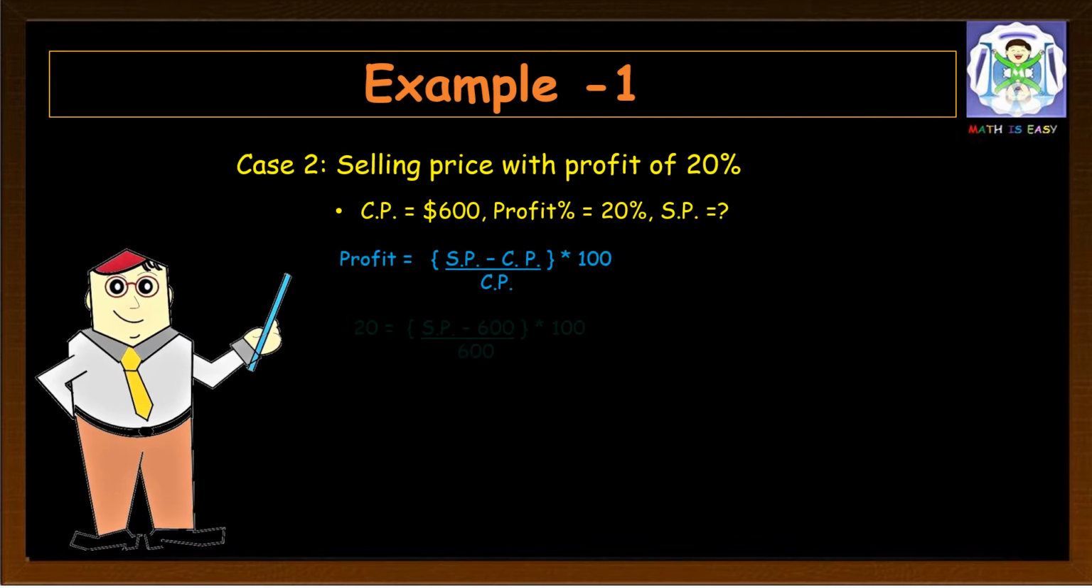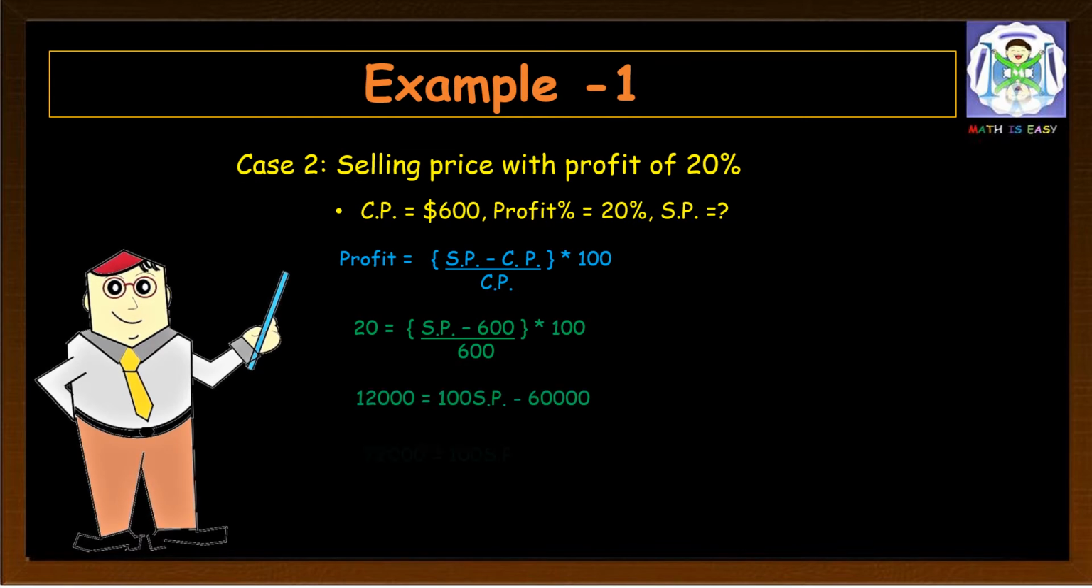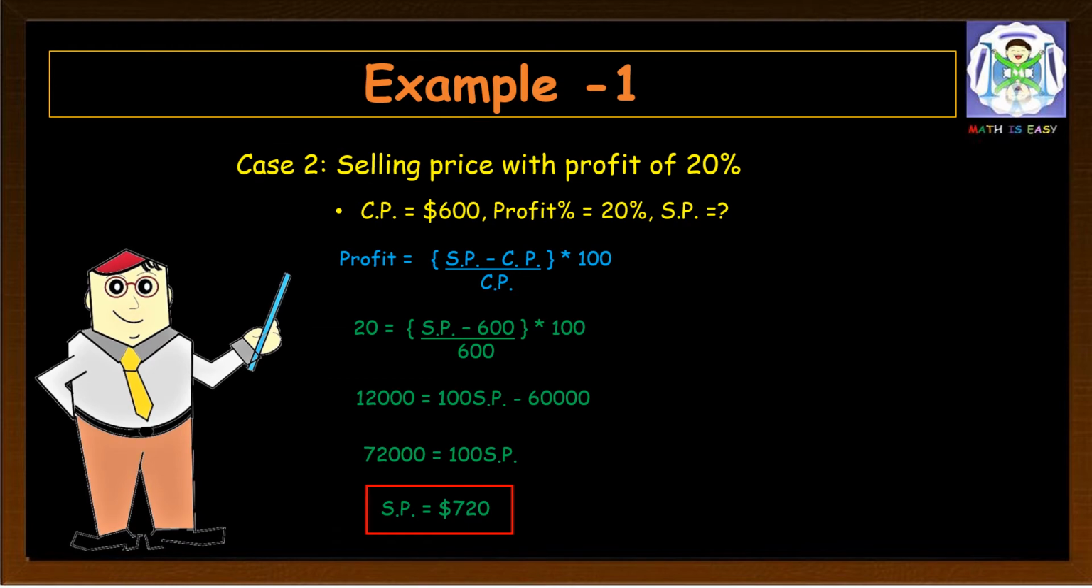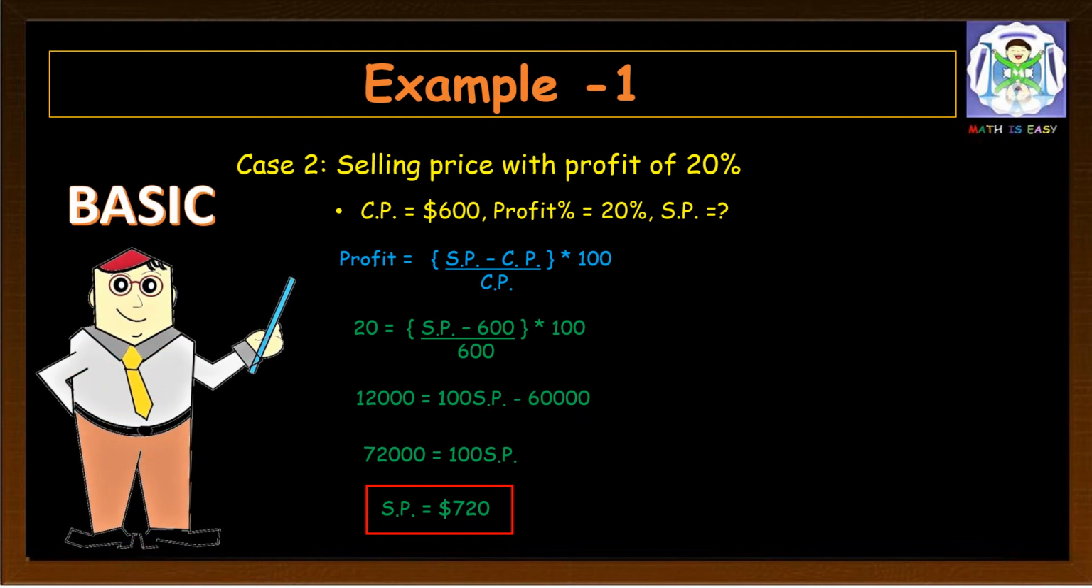When you put these values in this formula and you do some cross multiplication and algebraic operations, you will come up with the selling price is $720. So when you sell this article at $720, you will have the profit of 20%. Now this is a very basic way of doing this kind of question. Okay, now we will see how to do this question in a very simple way and in one line.